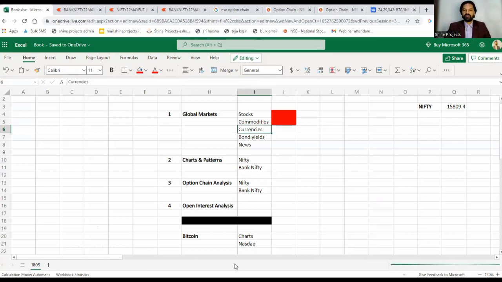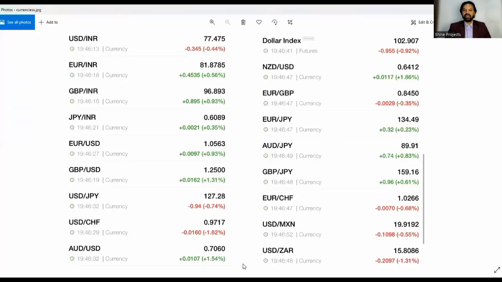The next factor that we'll be looking at is the currencies data. Let me open the currencies data that I picked up from investing.com. Here is the list of currencies. In the currency pairs, mainly we will be looking at USD INR and the dollar index. So how is the USD INR performing?